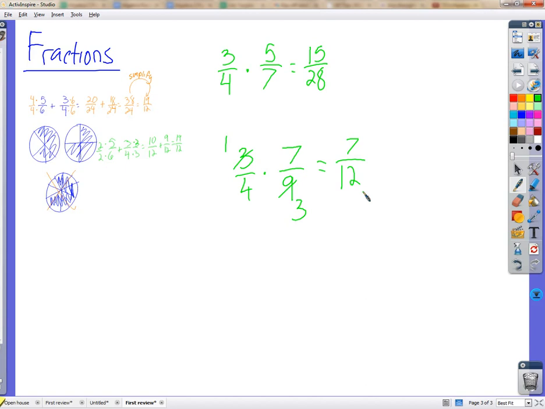So we can multiply fractions. How do we multiply fractions? Straight across. Numerator times numerator, denominator times denominator.